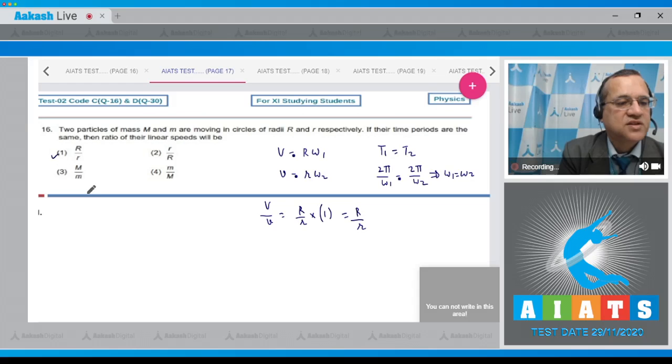Look at the options. The first option is capital R by small r. So the answer is the first one.